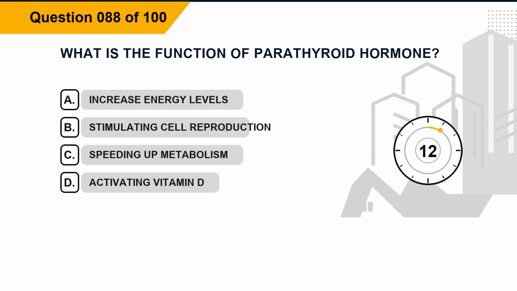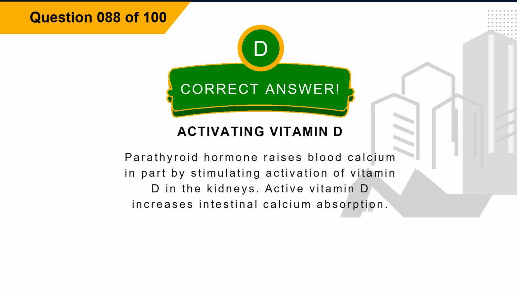Question 88. What is the function of parathyroid hormone? Option A, increase energy levels. Option B, stimulating cell reproduction. Option C, speeding up metabolism. Option D, activating vitamin D. The correct answer is option D, activating vitamin D.